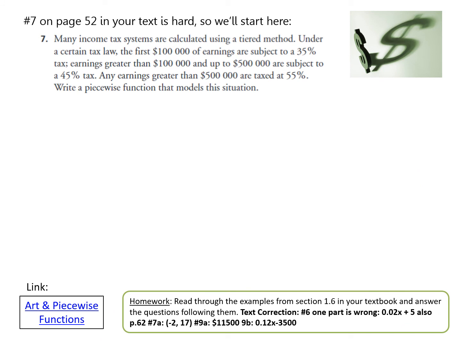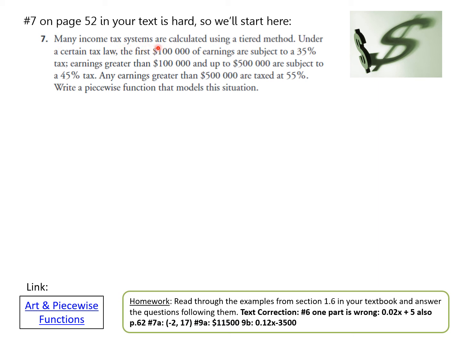Normally I don't do an example here. I would stop, but students have a really hard time with page 52, number 7. So we're going to start it here. We're going to do one sentence at a time. So if you read it, there's a lot of stuff here, right? And the final line is make a piecewise function. So let's just start with the first line.